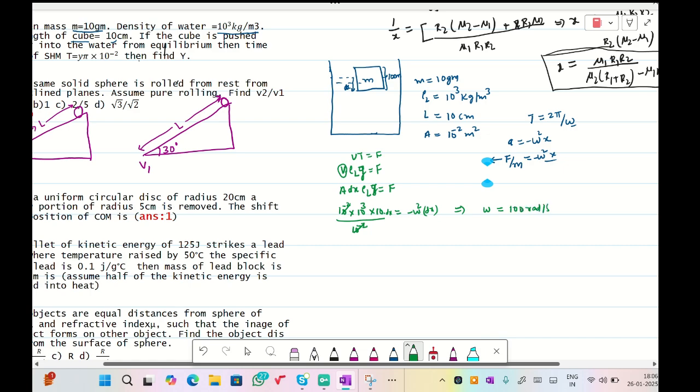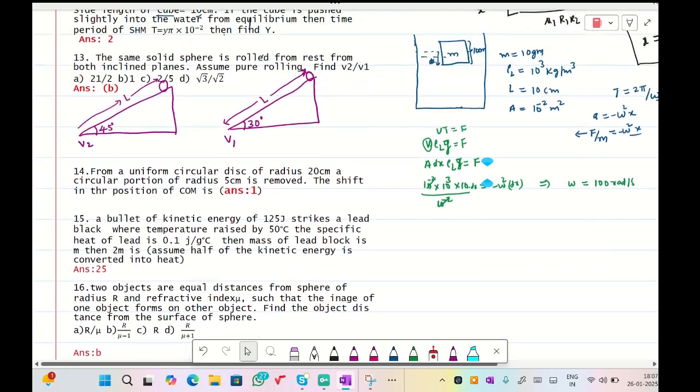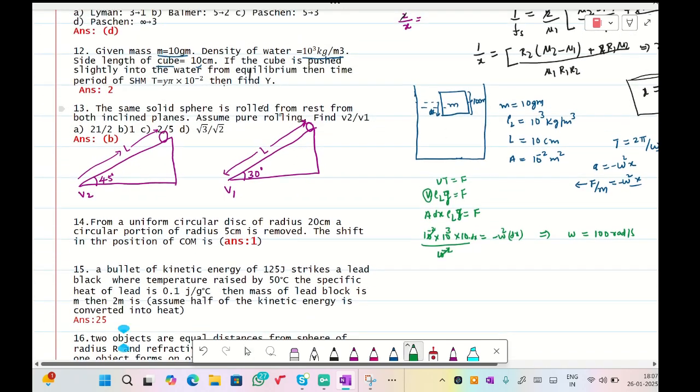Substituting this value in the time period, T is equal to 2 pi by 100, that is equal to 2 pi into 10 to the power minus 2. So they're asking the y value, where y is equal to 2. So very simple, but you have to take all the conditions fully. So the 13th one, sorry, this is the 12th question answer.